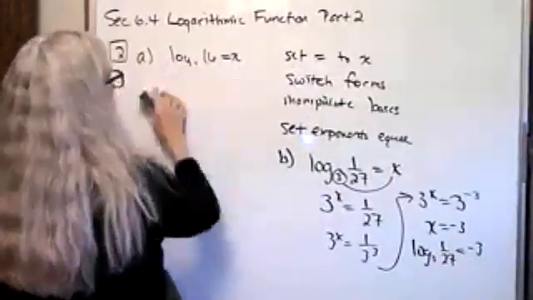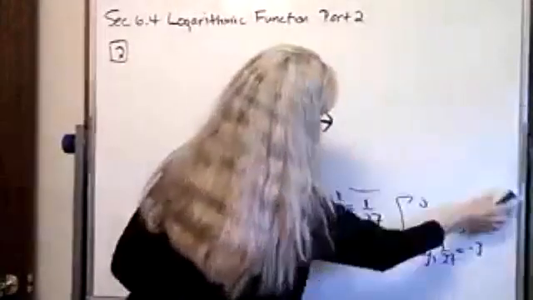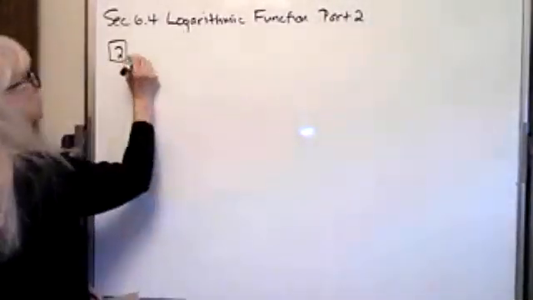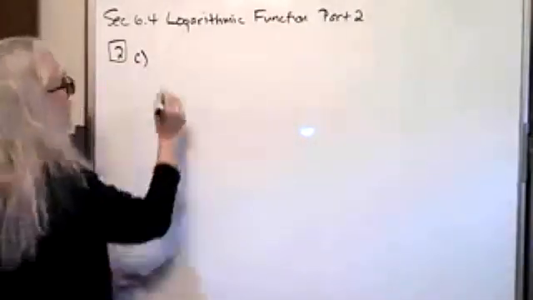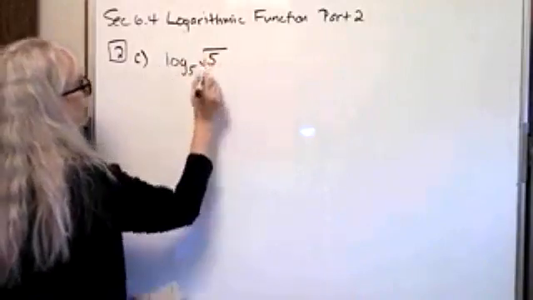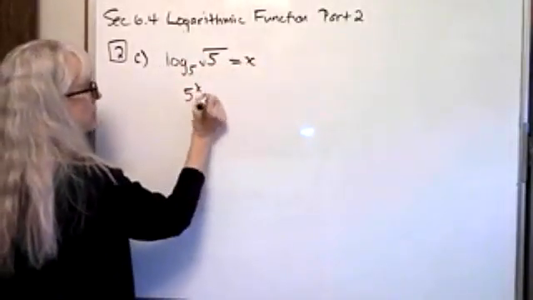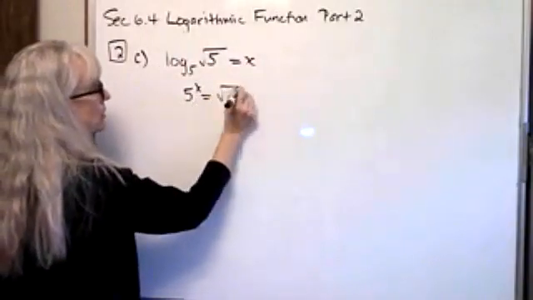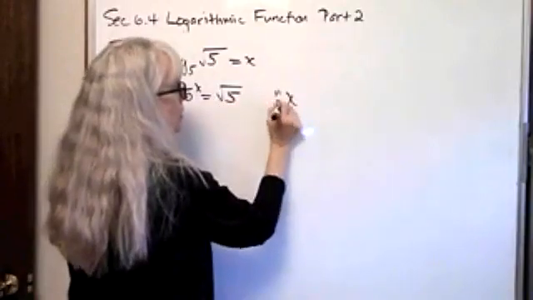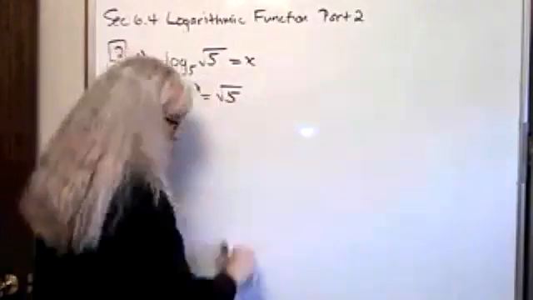One more of this type. Part C says, how about log base 5 of the square root of 5? So again, I'll set it equal to x, so that I have 5 to the x is equal to the square root of 5. We're then going to remember that radicals, if I have the nth root, I'm going to use an a here so we don't get confused with all our x's.